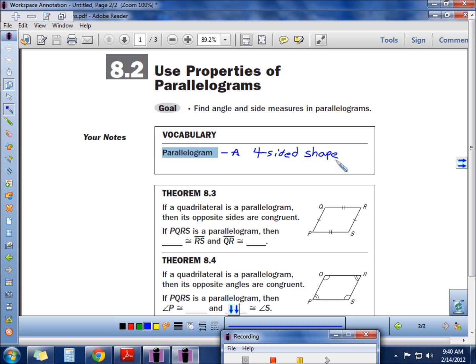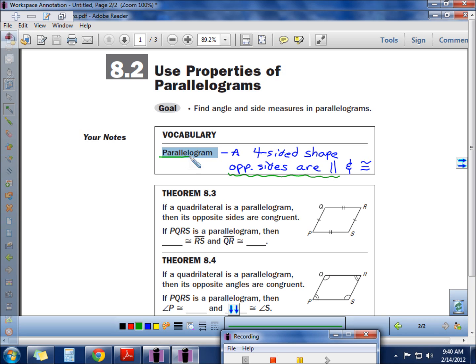in which opposite sides are parallel and congruent. Opposite sides are parallel and congruent. Sometimes in the book they will just say this first part: opposite sides are parallel. Sometimes they'll just stop with that part. That is the key part, and it says it in parallelogram. So you got to key in on that part.